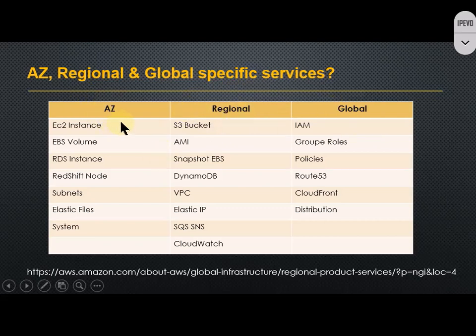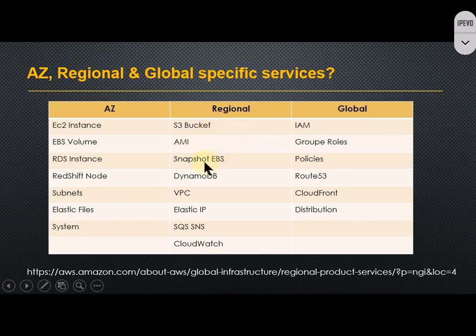For example, if I give you an example of availability zone, what services are specific to AZs, like creating EC2 instances, creating EBS volumes, database instances, Redshift nodes, subnets, elastic files, and system files. So these kinds of things are unique to AZ. Okay, these cannot be deployed in a regional. So what are the things that are only available in regional services, like S3 buckets? And for S3 buckets, we are going to have one dedicated session. Okay, so don't worry about that.